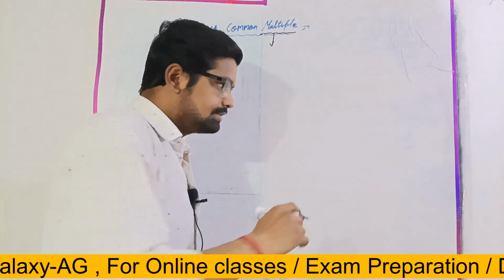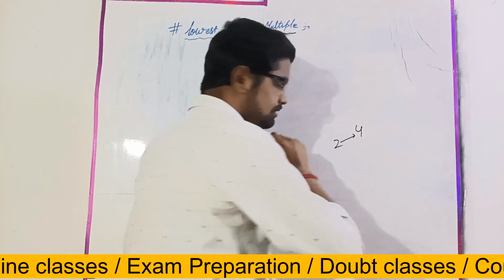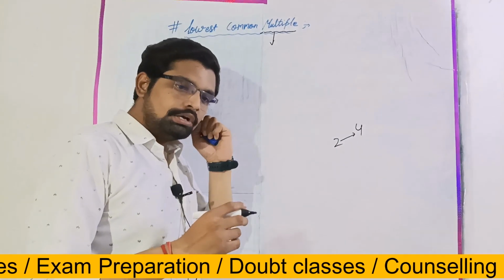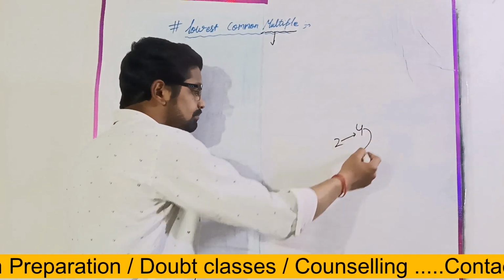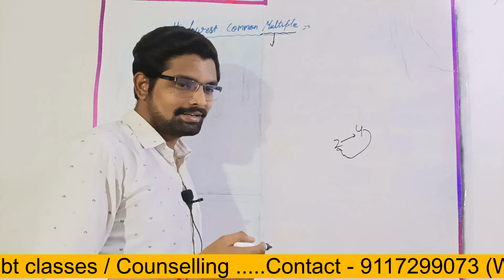Such as 4 is completely divisible by 2, right? The remainder will be 0. So here we can say that 4 will be the multiple of 2 and 2 will be the factor of 4, right?